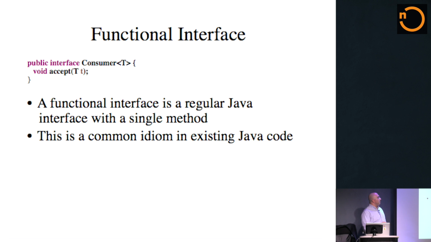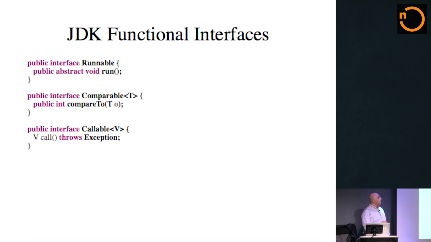So let me prove that to you. Runnable is an example of a functional interface that has existed forever in Java. It just does what it's supposed to do. Comparable, Callable. So in your own code, who's written interfaces with a single function in them? Raise your hand if you've done that. Okay, that's quite a lot of the room.